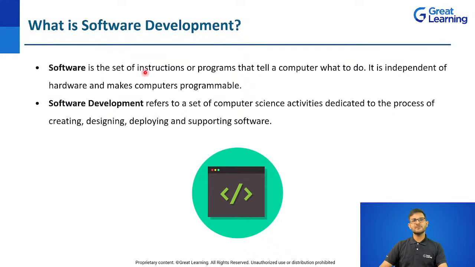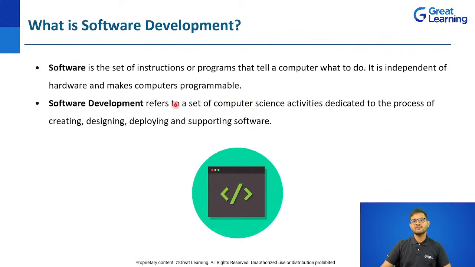We all know that software is the set of instructions or programs that tell a computer what to do. It is independent of hardware and makes computers programmable. Right? So there is hardware that we already know. Those are the hard parts. And when we talk about the software, it is the set of instructions or programs that will tell a computer what to do. We cannot talk to a computer, right? So for that, we need the software to interact with the computer.